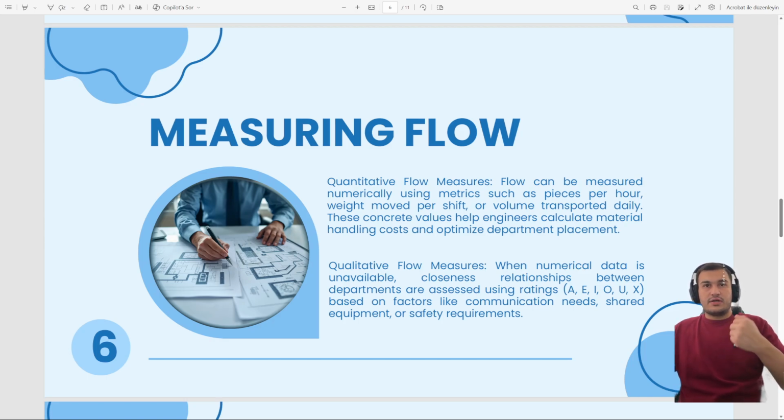The second one is qualitative flow measures. We use it with non-numerical data, if the numerical data is unavailable or when flow depends on non-material factors like communication needs or safety needs. In this part, the primary tool is the relationship chart. Before we were using the from-to chart, but now we are going to use the relationship chart. It also has closeness codes: A is absolutely necessary, E is especially important, I is important, O is ordinary closeness, U is unimportant, X is undesirable.